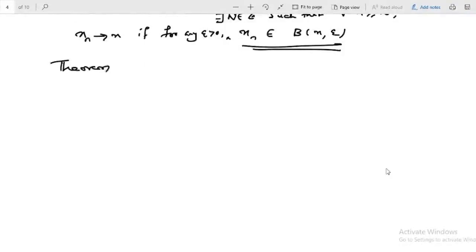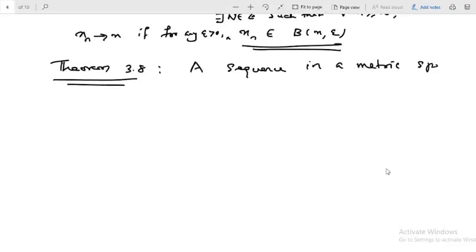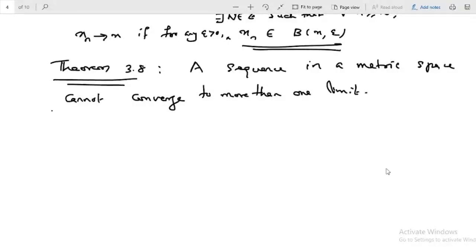That is theorem 8.8. A sequence in a metric space cannot converge to more than one limit. മെട്രിക് എന്നുള്ള ആശയത്തിൽ ഇവിടെയും ഒന്നിൽ കൂടുതൽ പോയിന്റിലേക്ക് കൺവേർജ് ചെയ്യില്ല.